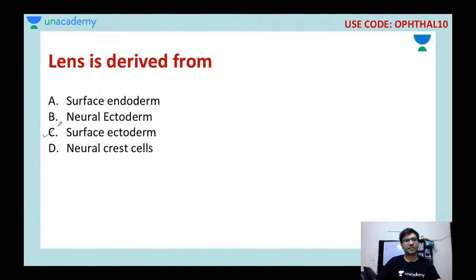So very good, Laj. The answer here is surface ectoderm. The lens is derived from surface ectoderm. Now one similar question is that we have two muscles on the iris. This is also a commonly asked question. Sphincter pupillae and dilator pupillae. Can you tell me which embryological layer they are derived from? So my question is, sphincter pupillae and dilator pupillae, they are derived from which of the following layers? The options remain the same.